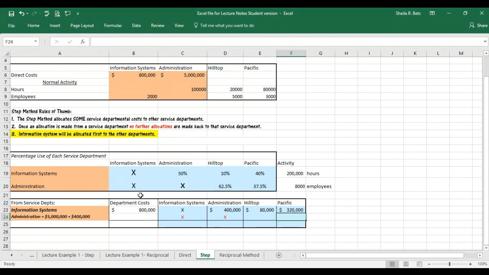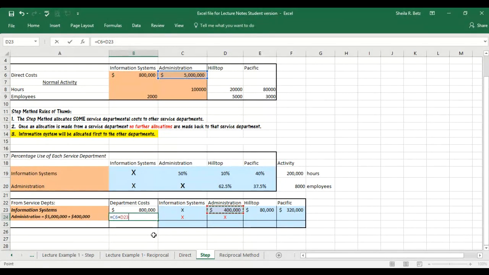Now this is where there's another little funk to this system. Administration. We know administration has $5 million of direct cost, but now they're also going to factor in the cost they were just assigned from information systems of the $400,000. So a lot of times you'll hear the common comment, and Econ will approve of my little message here, that if you raise taxes on corporations, most of the time they're going to pass it along to the consumer, right? Passing the buck along. Same thing here.